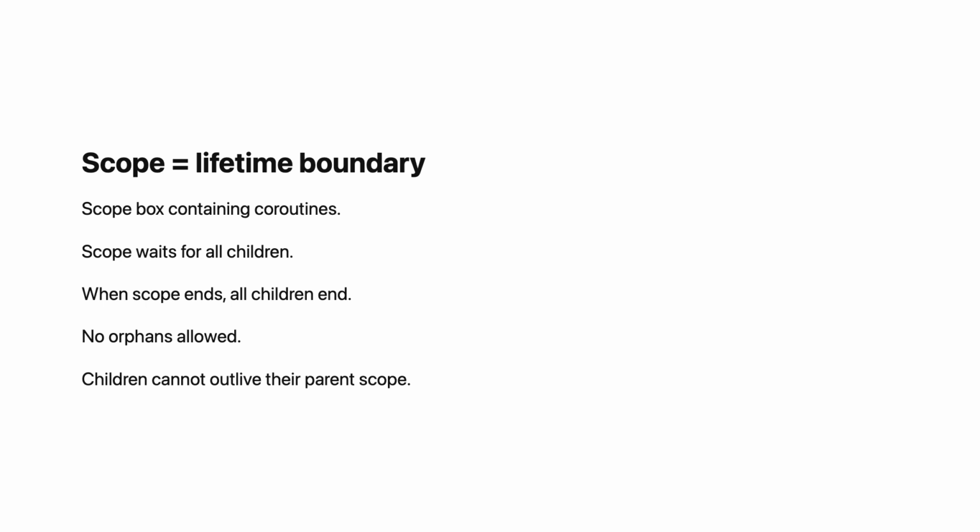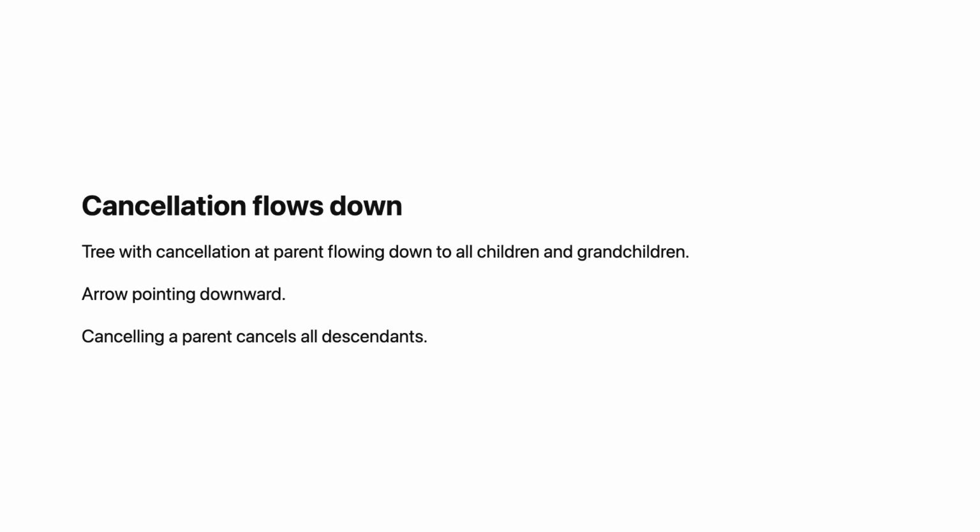Cancellation flows down the hierarchy. Cancel a parent, all descendants cancel. Cancel a scope, all its coroutines cancel. This is intentional. If a parent is cancelled, its work is no longer needed. Children doing work for the parents should also stop.